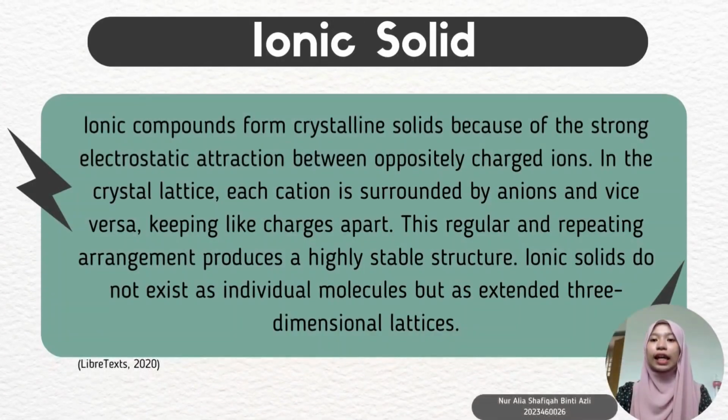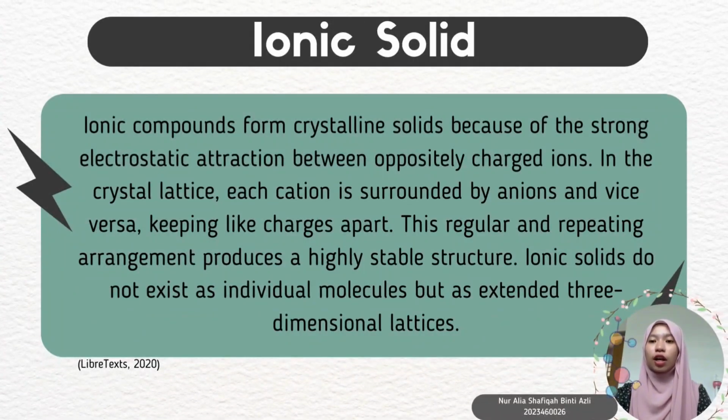So, what is an ionic solid? Ionic solids are formed when ionic compounds arrange themselves into a crystalline structure due to strong electrostatic attraction between the oppositely charged ions. In the crystal lattice, each cation is surrounded by anions and vice versa, which keeps like charges apart. This regular and repeating arrangement produces a highly stable structure as a result. Ionic solids do not exist as individual molecules but as an extended three-dimensional lattice.